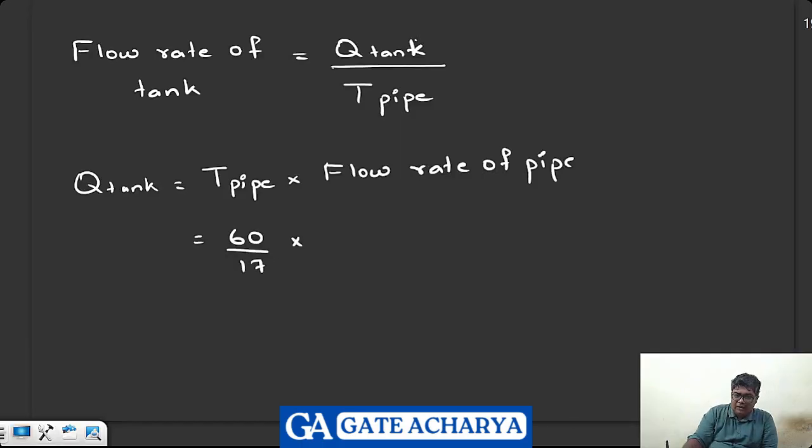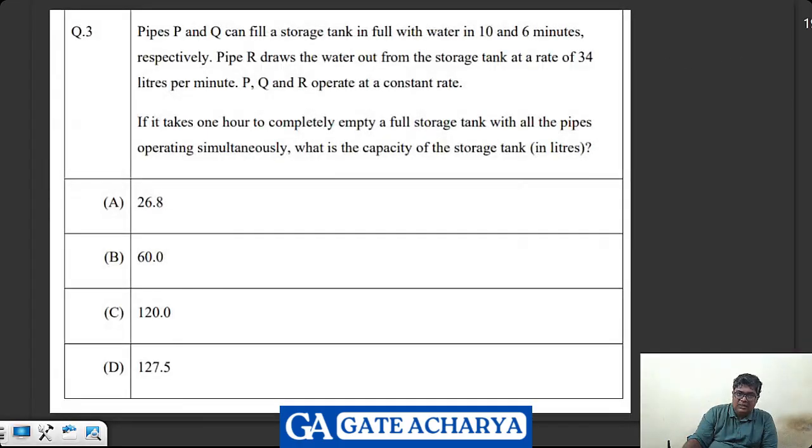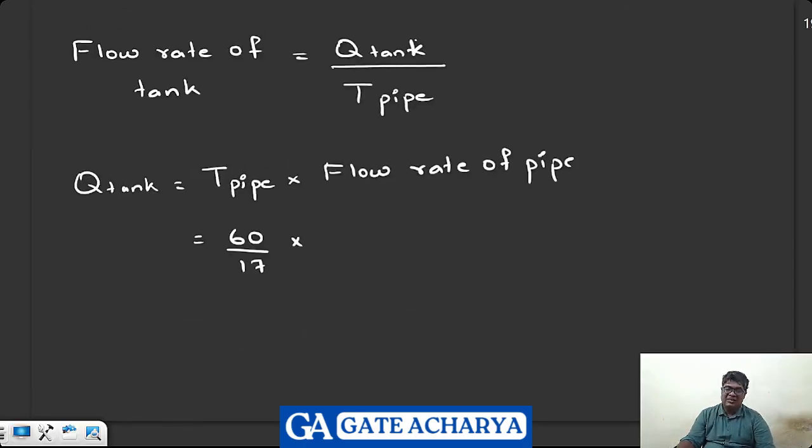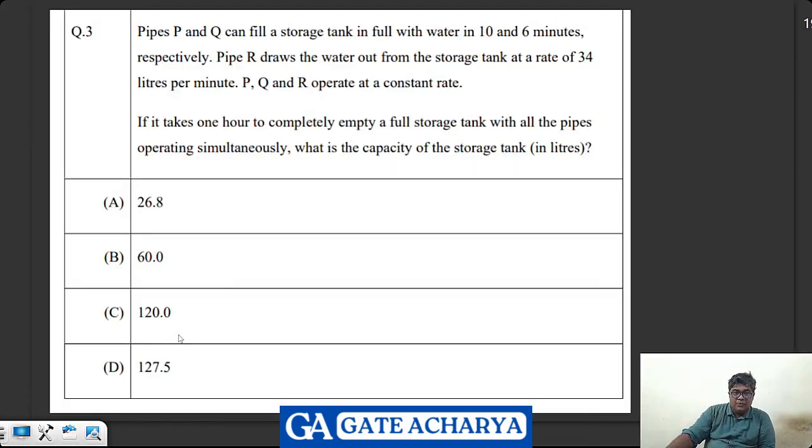Now flow rate, you have to slightly adjust here. Flow rate is given, no adjustment. 34 liters per minute, so that is very good. If it was 34 liters per hour, then I would have to convert per hour into per minute. That's the only condition here. It's already liters per minute, so you just multiply by 34. Now you just have to simplify this. So 17 ones are 17, twos are 34. The answer is 120 liters. So quantity of the tank is 120 liters. Let's see the options. Yeah, option C. The answer to this question is option C.